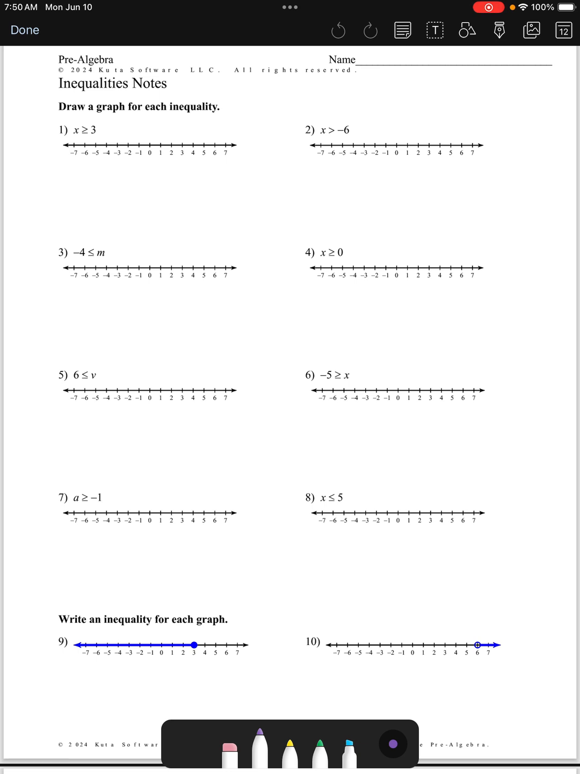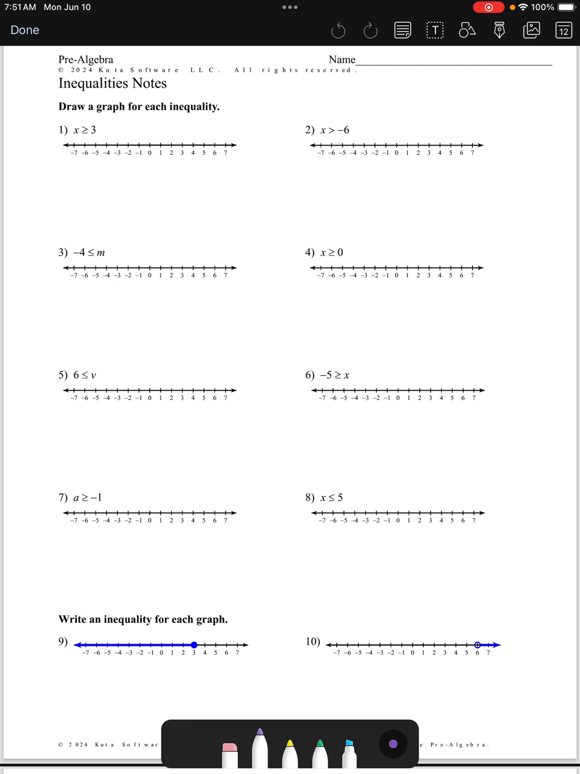In today's video, we're going to begin looking at inequalities. Today, we're just going to explore graphing inequalities and writing down algebraically what an inequality a graph is showing us.